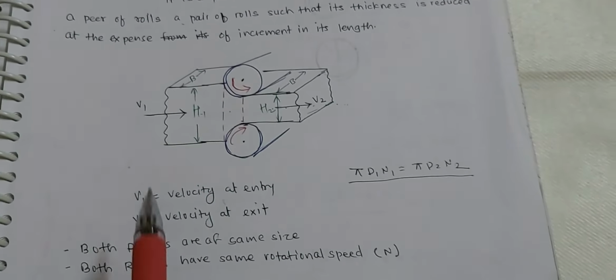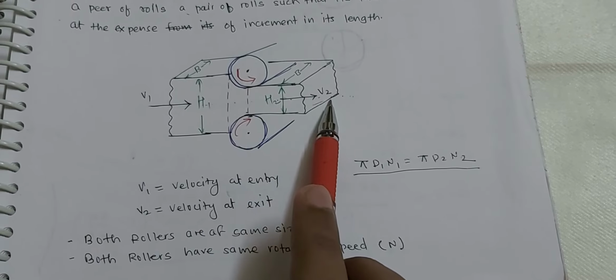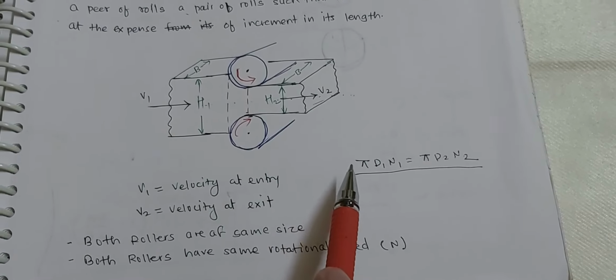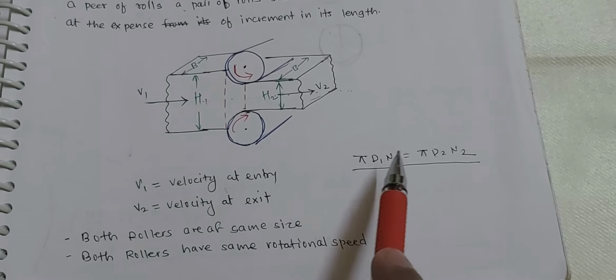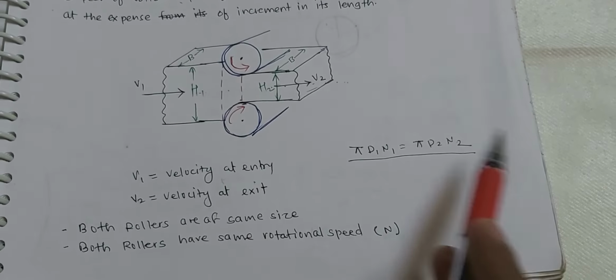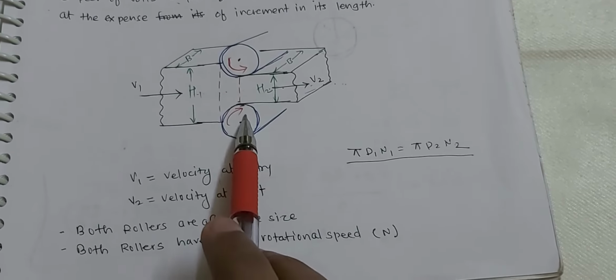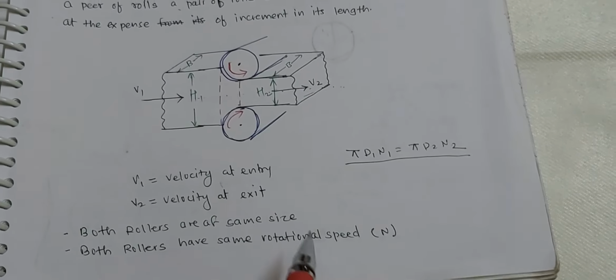From this equation, this is the initial velocity at entry, this is the velocity at exit. So from the velocity expression we can write velocity is a function of pi into d into n. So pi d1 n1 at inlet is equal to pi d2 n2 at exit. What we have initially assumed is the same size of both the rollers and the same rotational speed. After this we can see the thickness calculation.